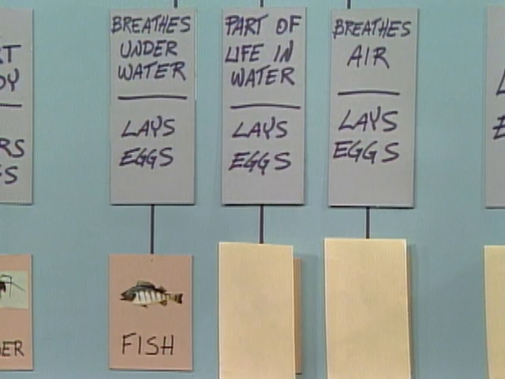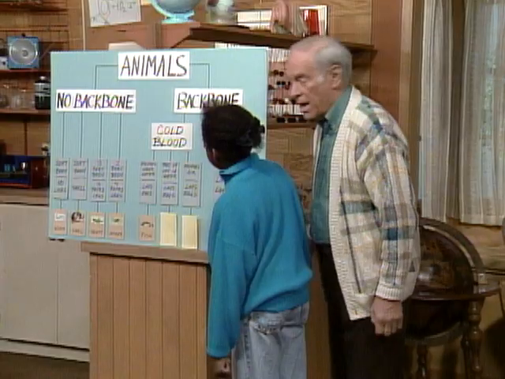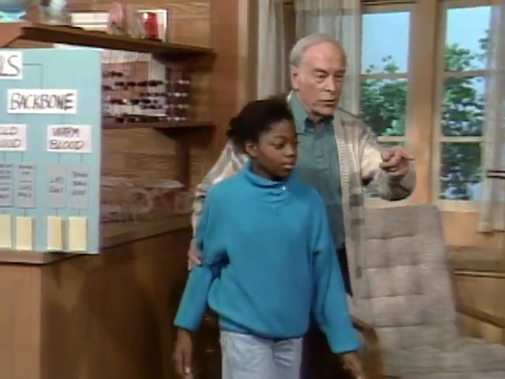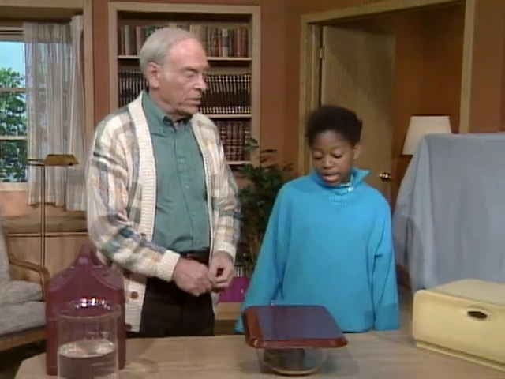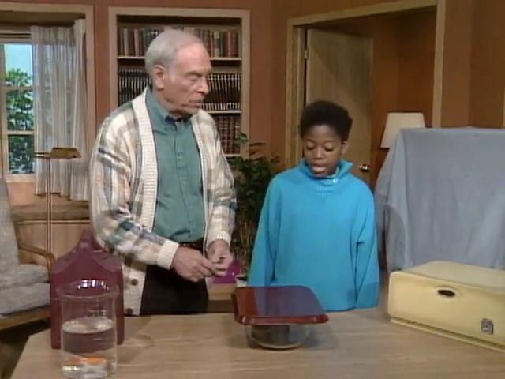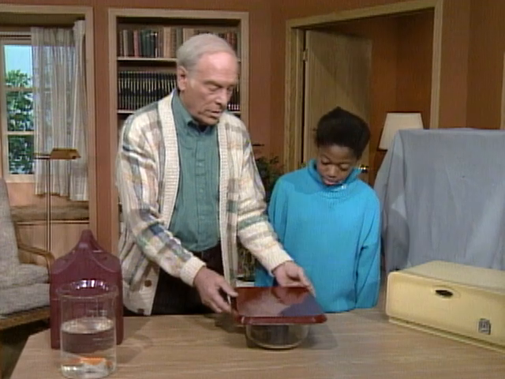Very good. Next. Backbone, cold blood, part of life in water and lays eggs. And you'll find that animal under the tray over here. Okay. What could it be? A frog. What classification of animal is a frog? An amphibian. Amphibian.